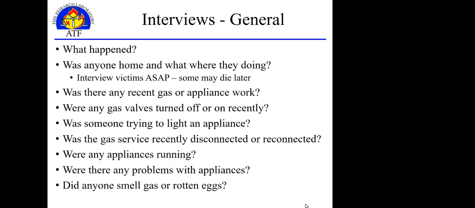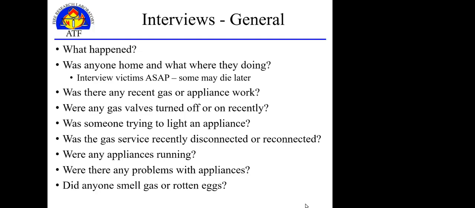From an investigation standpoint, typically we want to start with interviews, talking to any witnesses or occupants. What happened? Was anybody home? What were they doing? The sooner you can interview folks, the better, because not everybody survives long term, unfortunately.